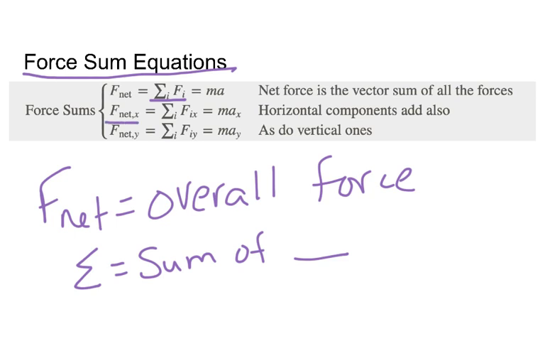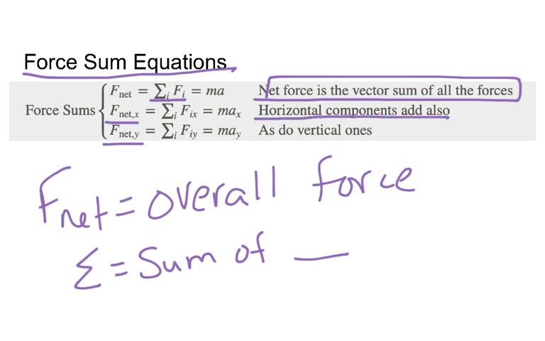Notice here that we have some of the force equations for components. So your net or overall force is the vector sum of all the forces. Remember, if they are not parallel to each other, we have to look at the components. And we are going to add those components together. We will do a couple of examples in a moment.